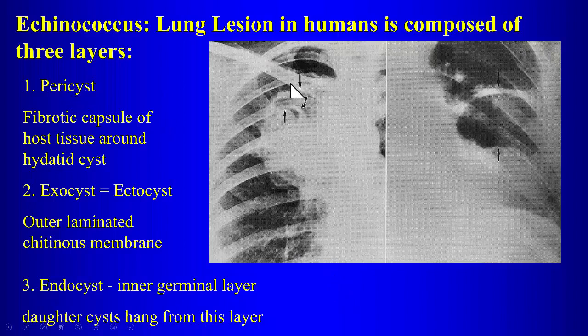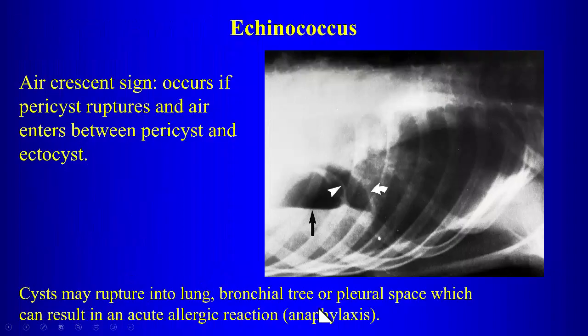There's the pericyst, which is the fibrotic capsule of the host. You have the exocyst or the ectocyst, which is the outer laminated membrane, and then the endocyst or the intergerminal layer. And when the cyst is not ruptured, it is just a large fluid collection. But when it ruptures, air gets in between these layers of the cyst wall, and it collapses, and the contents fall down and float around there within the dependent portion of this cavity. So that is the appearance of a ruptured echinococcal cyst. So that can give you an air crescent sign, okay? Sometimes the cyst can rupture into the lung, bronchial tree, or pleural space.